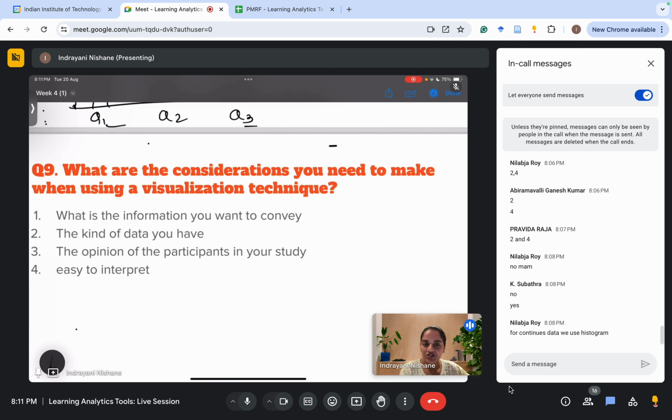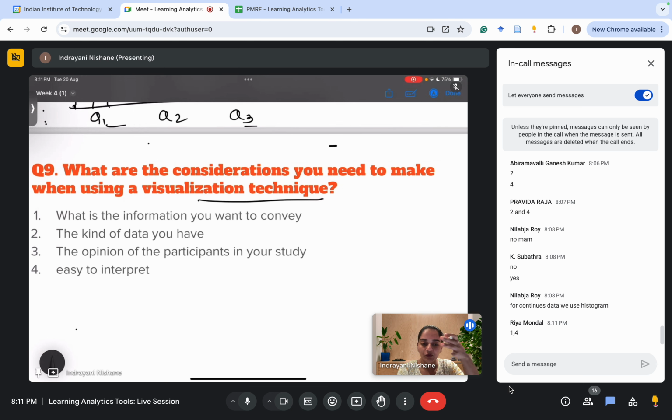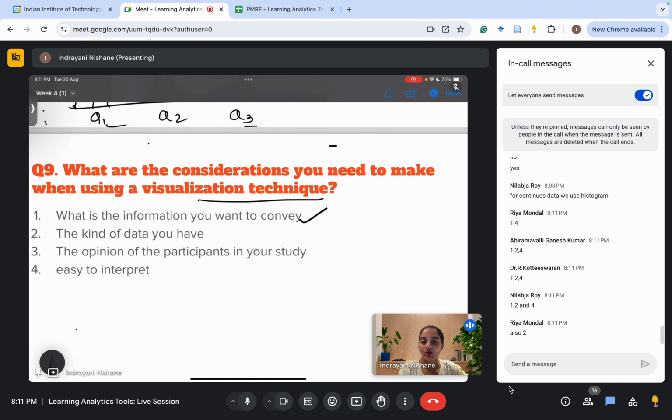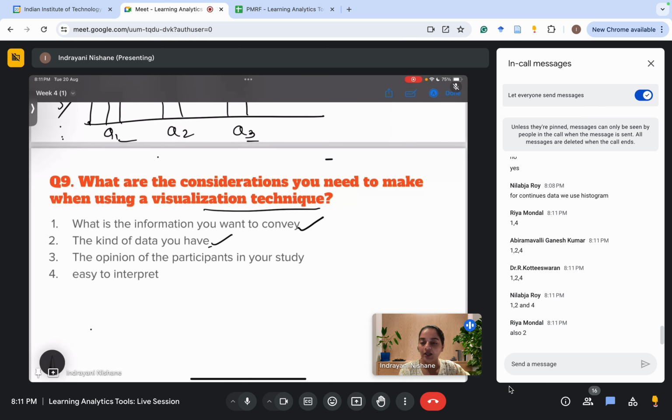What are the considerations you need to make when using a visualization technique? That means which visualization to use, and how to choose that, right? What kind of information do you want to convey? Yes, of course, we have to keep in mind what we want to tell. That will depend on our research question and the data which we have. So that brings us to option 2, the kind of data you have. Yes, we have to take into account what type of data is available, and how we can depict maximum information in a single visualization.